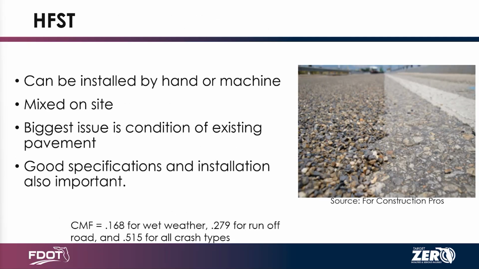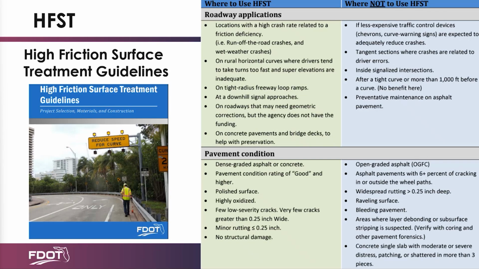High friction surface treatment can be installed by hand or using a machine. It can be mixed on site. And the biggest issue is conditioning of the existing pavement. But there are a lot of good specifications and documents provided for that installation to get it to last for as long as possible. You have the high friction surface treatment guidance, and it will tell you where to use high friction surface treatment and where not to use it, and what pavement conditions to look for and how to apply that on your roadway.